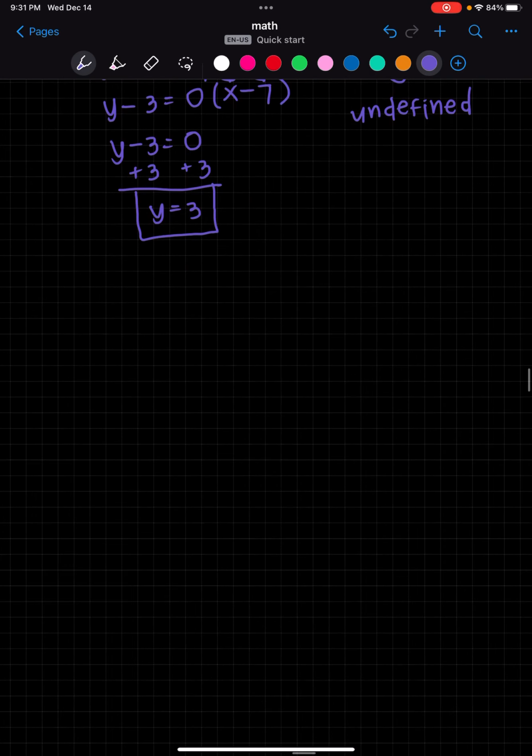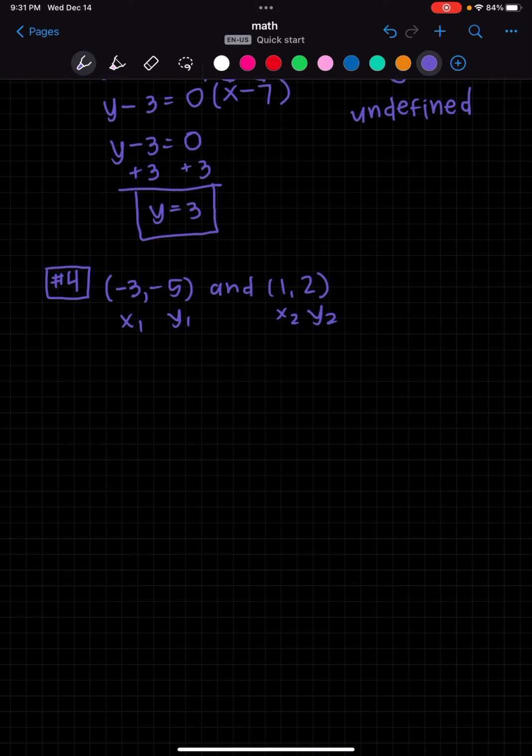Let's go through the last example. The last example wants you to go through (-3, -5) and (1, 2). Once again, label them x1, y1, x2, y2. Start with your slope formula. So I'm going to start with y2, which is 2, minus y1, which is -5. Put it in parentheses. Then I'm going to do x2, which is 1, minus x1, which is -3. Then I'm going to simplify.